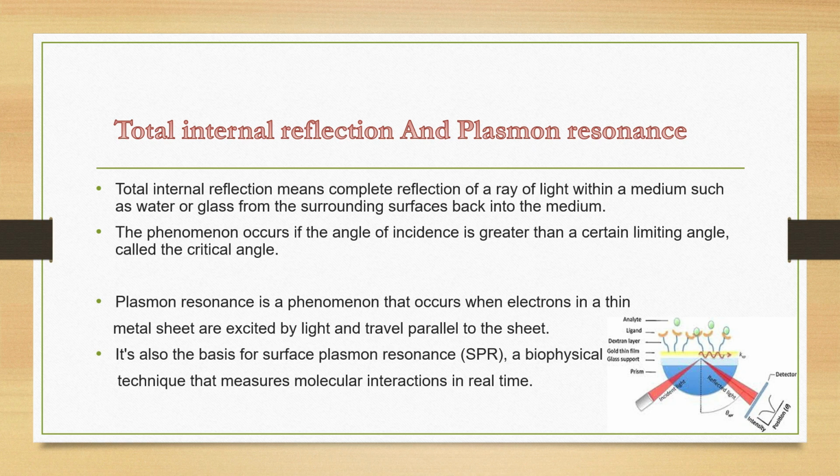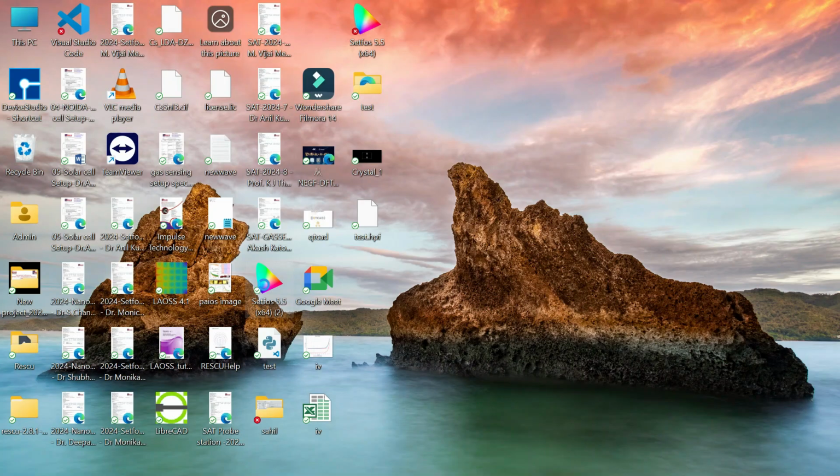If a thin film is inserted between two media, a surface plasmon is excited and the reflectivity is reduced at angles larger than 47 degrees. We will see examples. It is also the basis for the surface plasmon resonance sensor, a biophysical technique that measures molecular interaction in real time. How we can calculate these properties in Setfos, we will see. Click at the right side and run as I demonstrate.